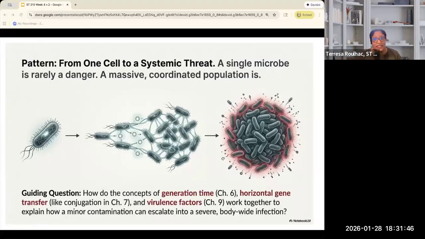Again, we don't usually see the end stage. We work at the earliest points where preventing escalation is actually still possible. Infection isn't about, like, okay, someone made a mistake. It's about how quickly small problems are allowed to grow.